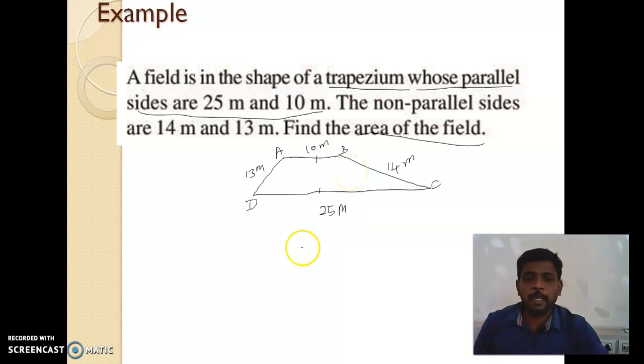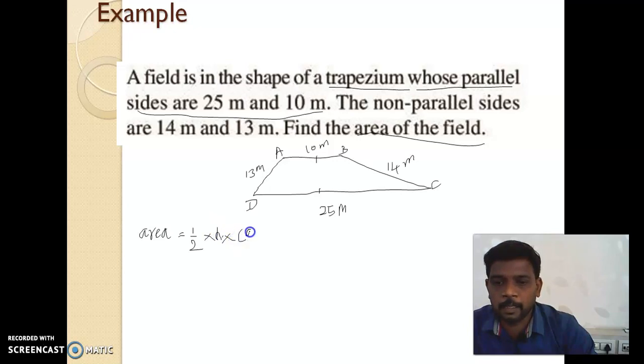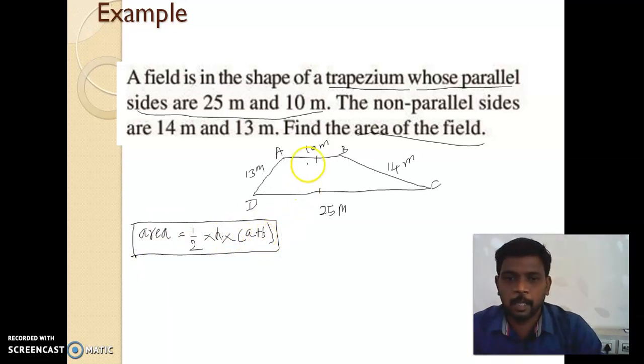So what is the area of the trapezium formula? Area of the trapezium we already know: area equal to, in our lower section you have seen the formula, half into height into the sum of its parallel sides, that is A plus B. In your 8th standard you have seen this is the formula for finding the area of the trapezium. Here A, B are the lengths of the parallel sides, given here as 10 meter and 25 meter. You can take one as A and another as B.